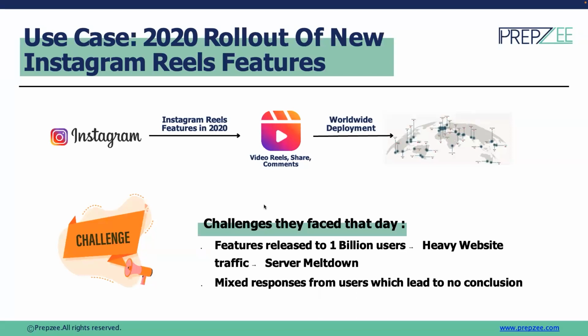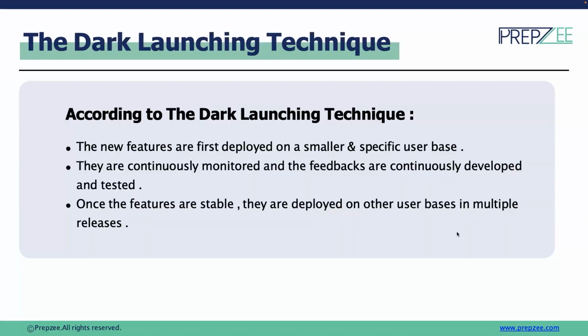And then when it has been approved by a good percentage of the audience, let's say the maximum number of the audience, then it can be rolled out as a main feature, or an update to the main application altogether. So all these things are done using a process called dark launching. This brings us to the next topic, which is the dark launching technique.